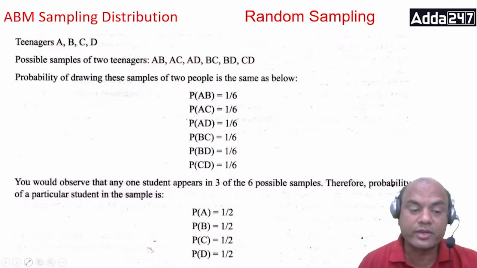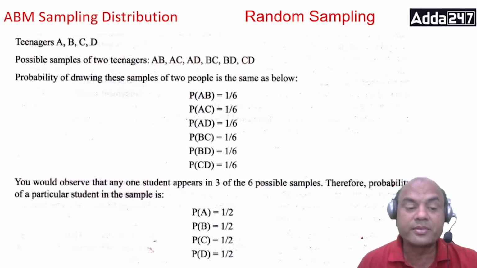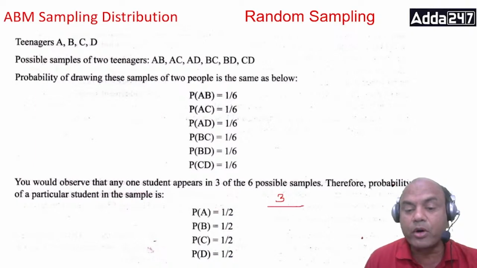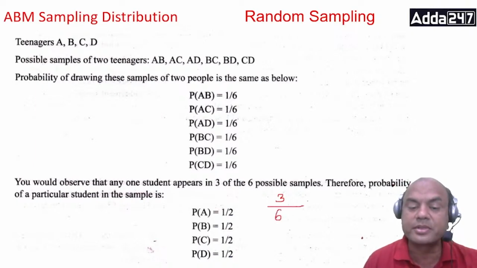Now look at this. Very important part. This becomes a technical part. So A can be selected in 3 ways, 3 ways upon total 6. So 3 upon 6 is 1 by 2. So here comes the answer of 1 by 2.